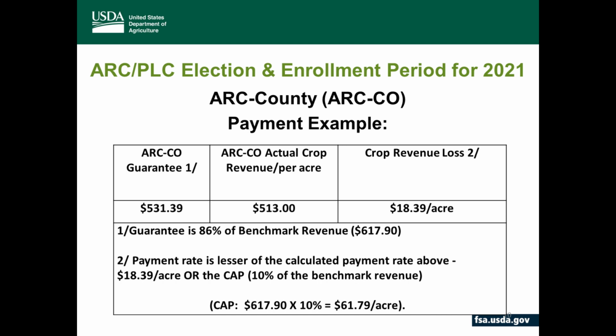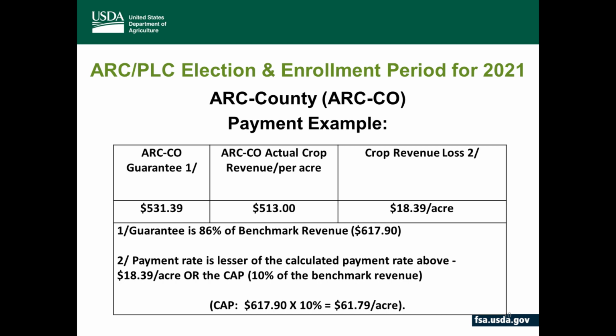So you can see on this slide that there's a crop revenue loss of $18.39. The ARC County guarantee, or the benchmark calculation, isn't shown for simplicity of this slide, but the guarantee was calculated at $531.39. The ARC County actual revenue came in at $513. So we have a crop revenue loss of $18.39 an acre for the county.